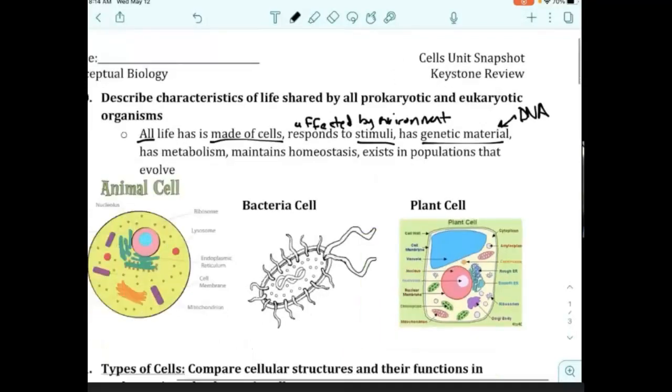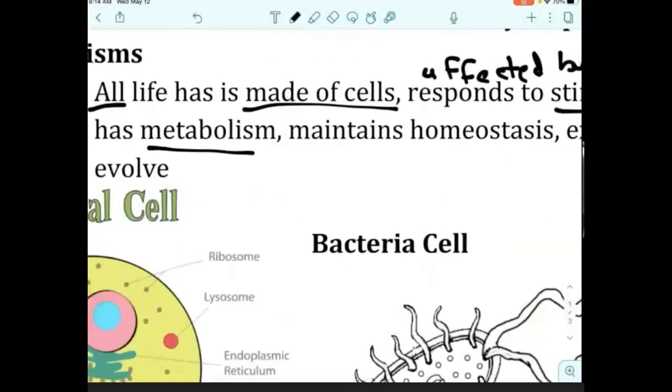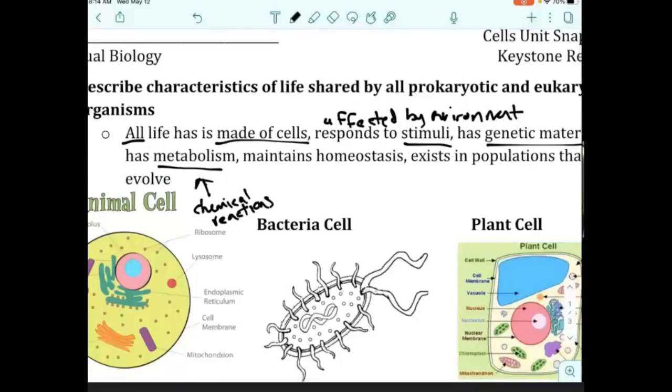Okay. So all life is made of cells. All life is affected by its environment. All life has genetic material. All life does metabolism. Now, metabolism is just a fancy word for chemical reactions. So all life has chemical reactions inside of it.